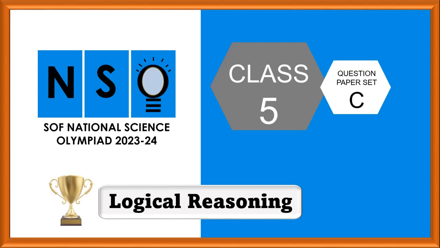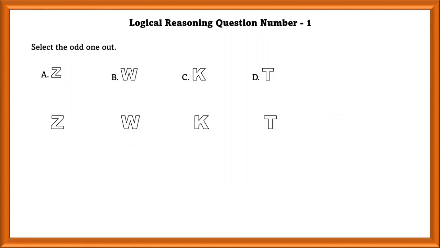Class 5 SOF NSO Logical Reasoning. Logical Reasoning question number 1. Select the odd one out.